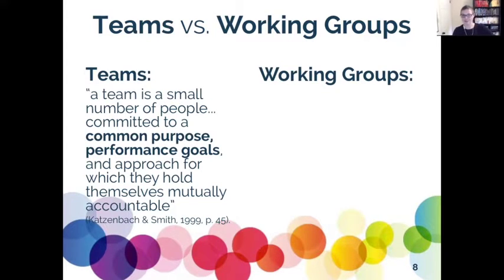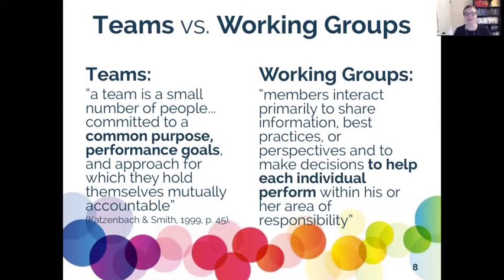Okay, that's teams. I'm going to set that aside for a minute and explain what a working group is. And when I saw these definitions, it was actually kind of a big aha for me. So working groups: members interact primarily to share information, best practices, or perspectives, and to make decisions to help each individual member perform within his or her area of responsibility. Also from Katzenbach and Smith.